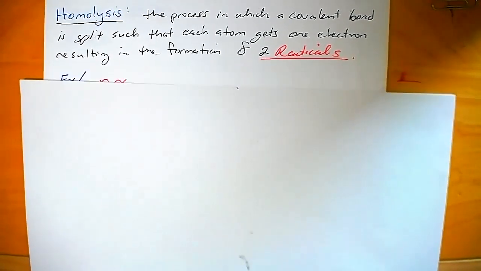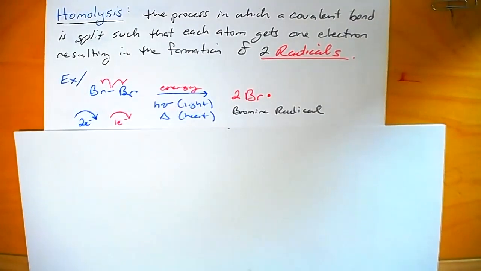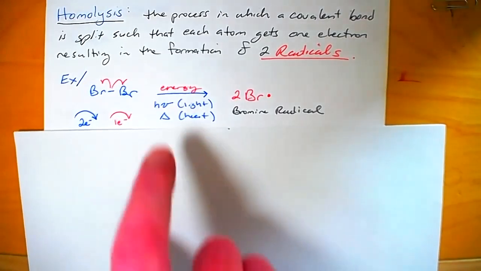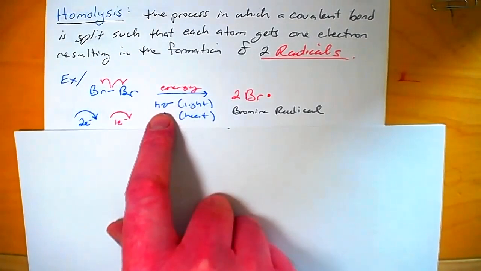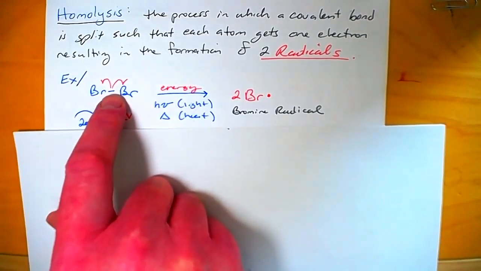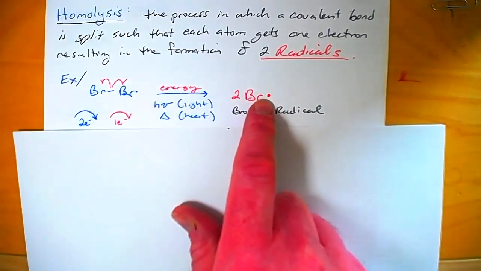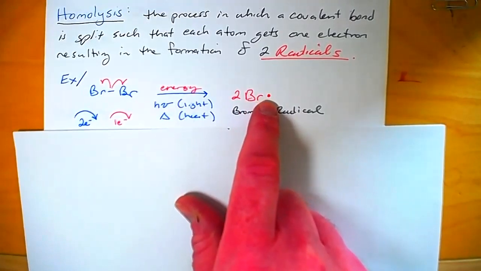And you end up forming two radicals. So the process of homolysis looks something like this, where if we were to take, let's say, bromine Br2, and you were to expose that to some energy, which could be either in the form of light, which is abbreviated as hν, or with heat, then that will often cause the bond to break, and each bromine ends up getting one electron, which is represented with this single dot here.